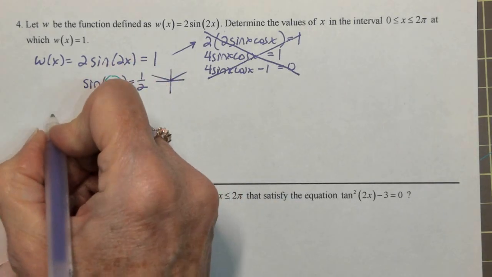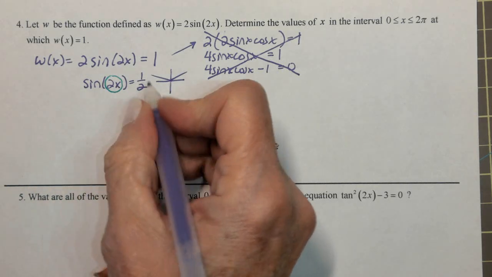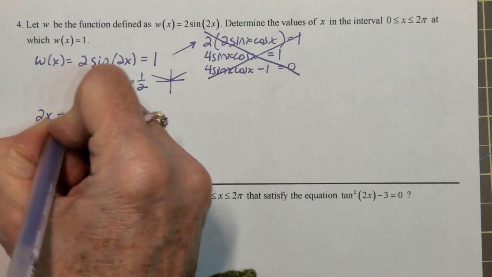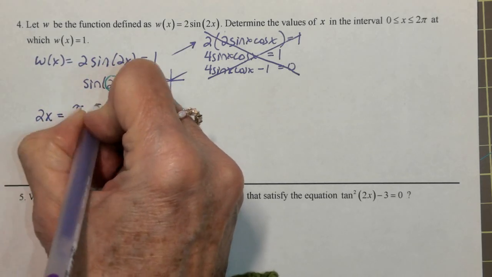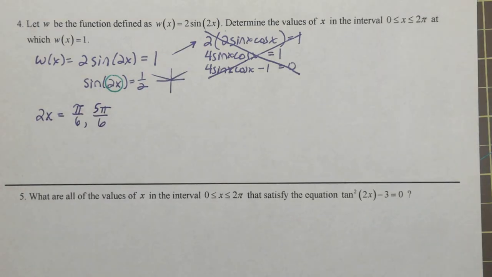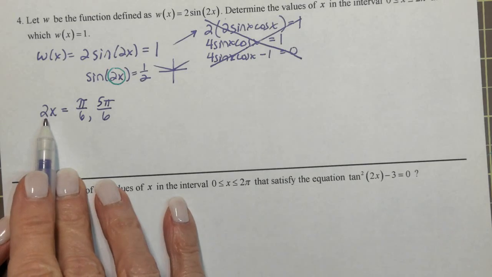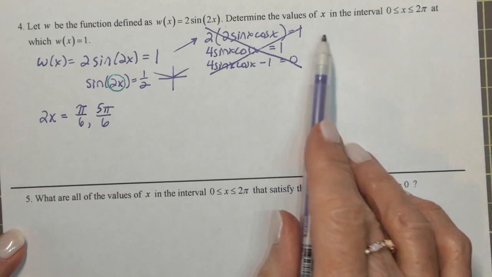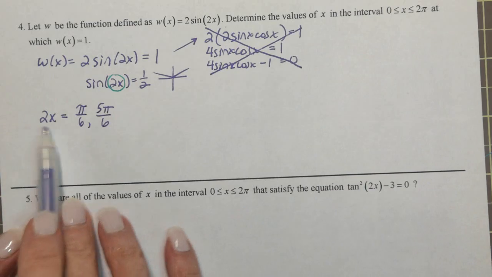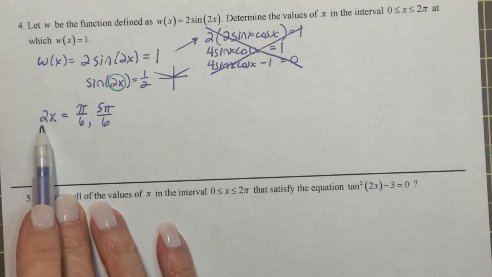So instead of saying x equals pi over 6 and 5 pi over 6, we must say 2x is equal to pi over 6 and 5 pi over 6. Okay? Now, we're not done, because they didn't ask us to find 2x. They asked us to find x. So what do we do to get x? We divide by 2. Same thing as multiplying by a half, right?